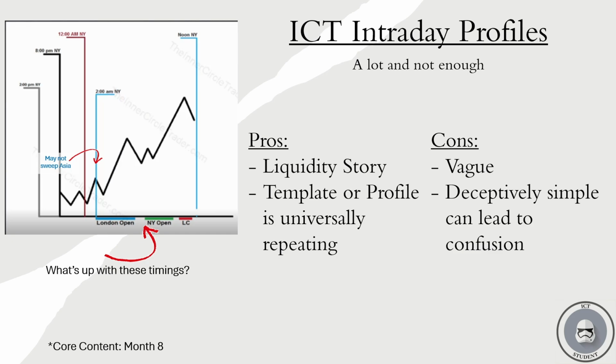The cons, of course, is that it is vague. It's not going to be super specific. For example, what's up with the timings at the bottom? You go straight from London Open to New York Open as if they are so close to each other by, what's that, 5 minutes, 10 minutes, 15 minutes?